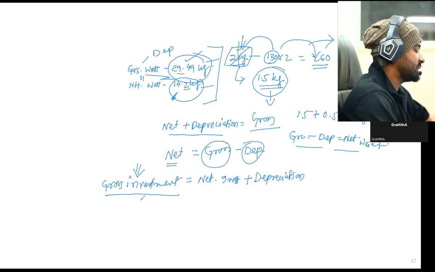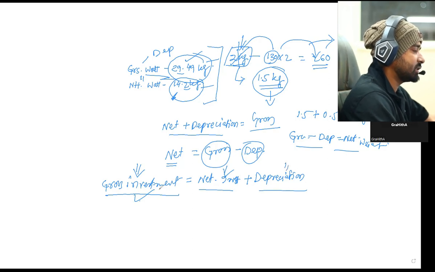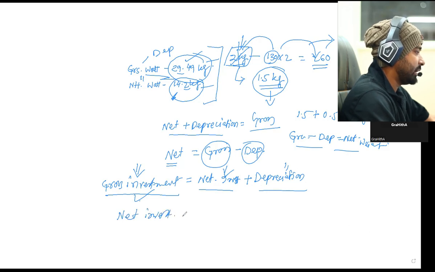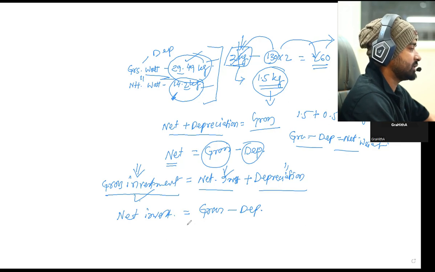So that gross investment I am calculating, I am having net investment and depreciation. So can I say here that net investment plus depreciation equals gross investment? Or I can say that if I am calculating net investment, writing in short form, net investment equals gross investment minus depreciation. Clear the point? This point understood, right?